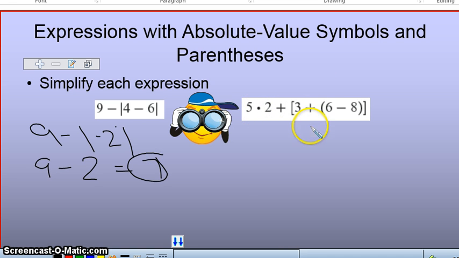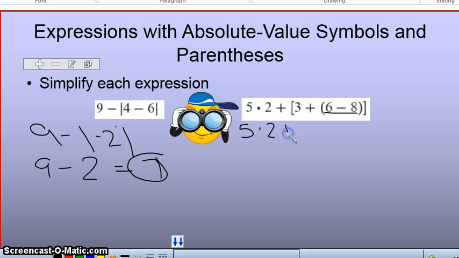Over here we have multiple grouping symbols. We've got parentheses right here, and then we've got brackets also. When we do the P part of our order of operations, parentheses, we also include brackets, and we want to start at the innermost set and work our way out. Now these parentheses are inside the brackets, so we're going to start with what's in these parentheses and work our way outward. Everything that's outside there is going to stay the same.